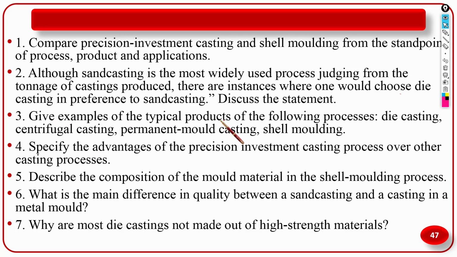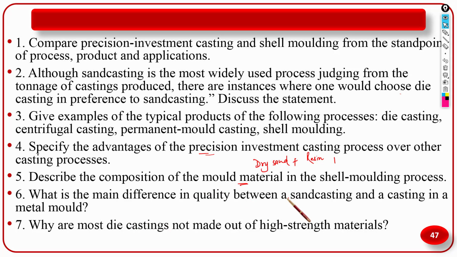Similarly, give example of typical products of following processes. Die casting. What are the typical examples of die casting? Centrifugal casting, like pipes. Permanent mold casting. Okay. Shell mold casting. Like piston cylinder and all. Specify the advantage of precision investment casting over other casting methods. Precision investment casting. This is the main point. Precision. Okay. So this only gives you the idea. Describe the composition of the mold material in shell mold casting. Shell molding. What is the mold material? Mold material is dry sand and resin. Which resin? Thermosetting resin, phenol formaldehyde resin.